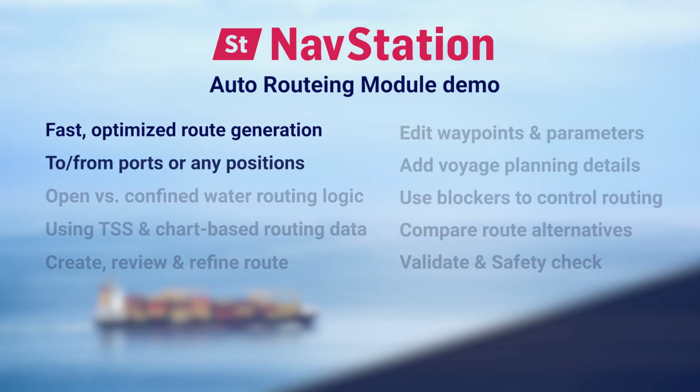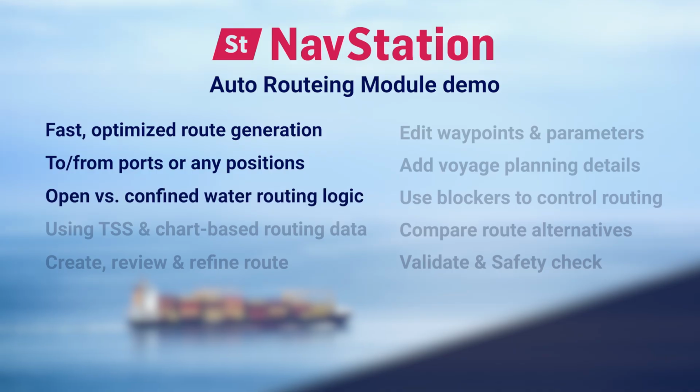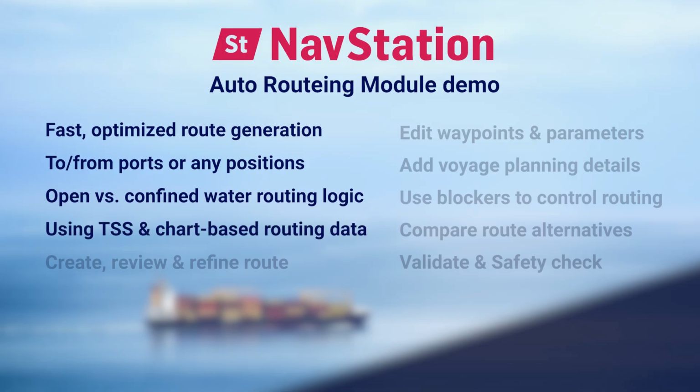Autorouting can create routes between ports or between any two selected chart positions. Autorouting will use shortest distance routing in open waters and suggested sailing paths in confined waters, taking into account routing information such as traffic separation schemes, recommended routes, and other sea traffic-related chart data.